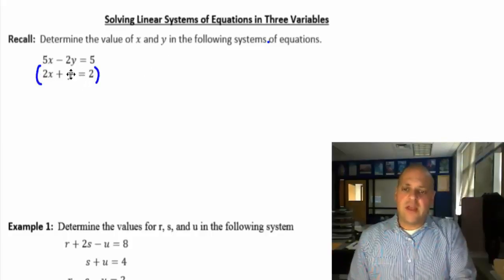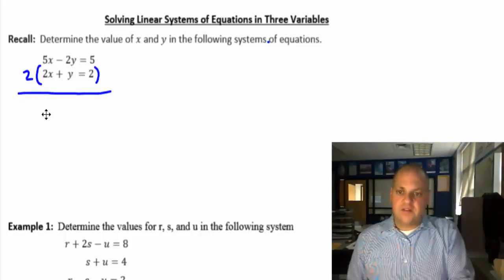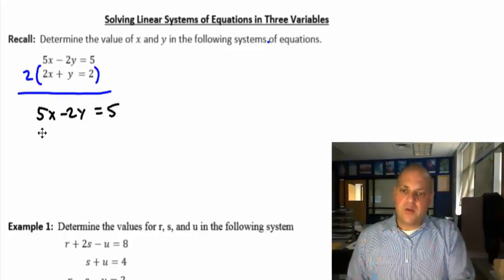So I see a negative and a positive here. I want to get the y's to drop out, so I'm going to multiply the second equation by 2. I'm going to leave that first equation alone. So that first equation is just going to carry down 5x minus 2y equals 5. And then my second equation becomes 4x plus 2y equals 4.